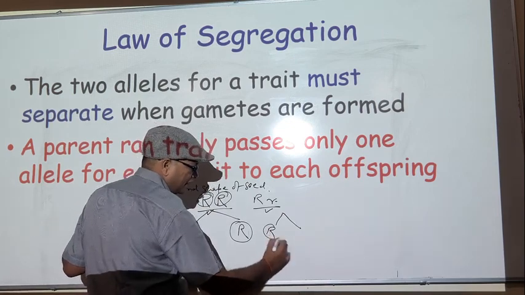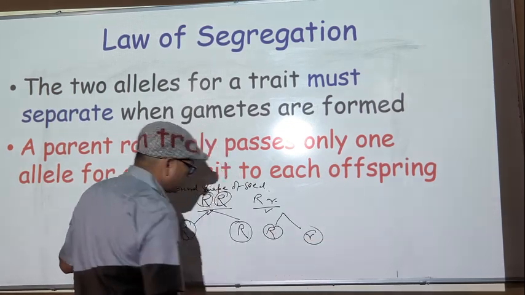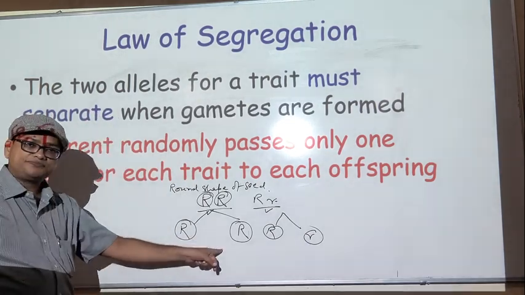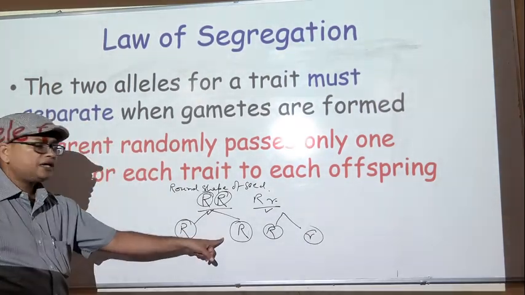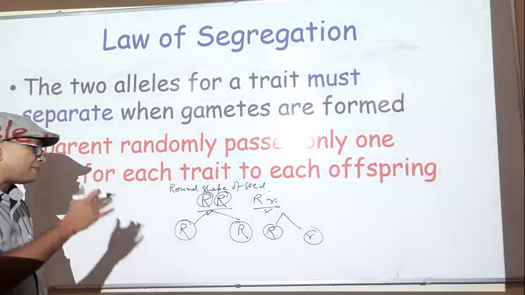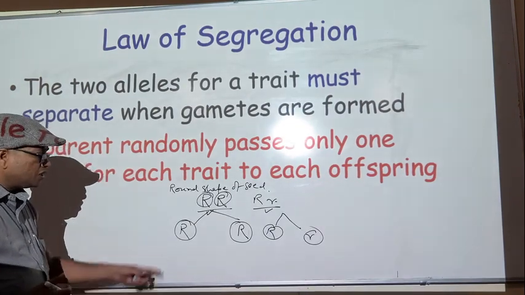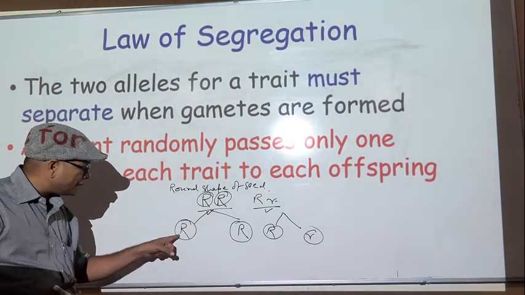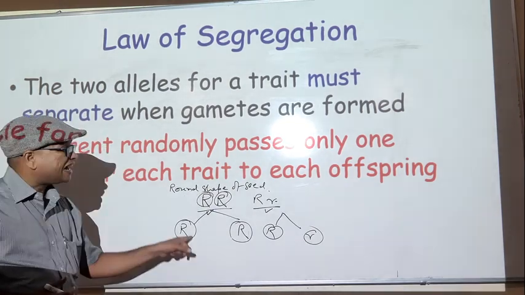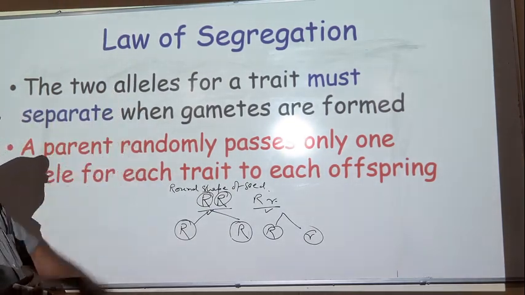Similarly, capital R and small r. So, the alleles are segregating during the gametogenesis. And now we know gametogenesis is the first step of the reproduction. So, the gametes are separated from each other. That's why this is the law of segregation.